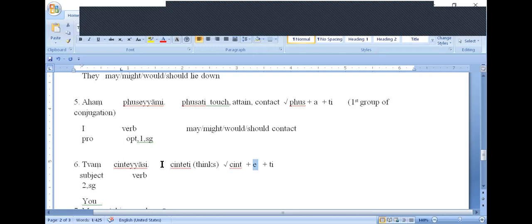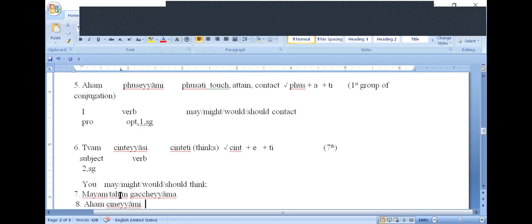Can you remember which group it is? The number e, which group? It's the last group, right? So it's the seventh group of conjugation. Okay. So cinteyyasi. How do you translate this cinteyyasi? You would think. Okay. So is it easy?